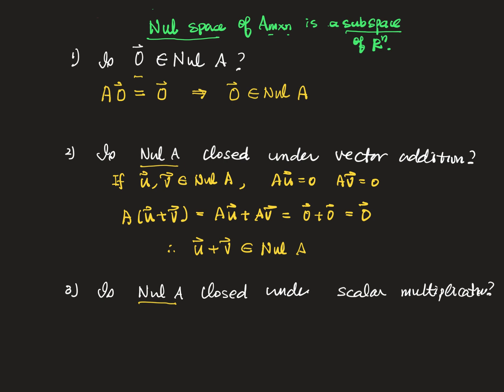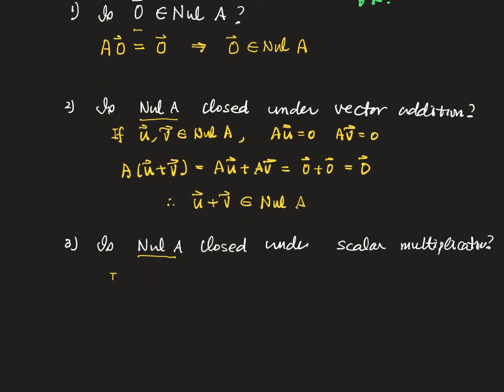Next one is the null space closed under scalar multiplication. So you're going to pick U in the null space of A. C is a scalar, any real number. So we have proved something, right? So U is in the null space, meaning A times U is going to be 0, right? That's in the null space. So let's do this one: A, C, U vector. What happened here?